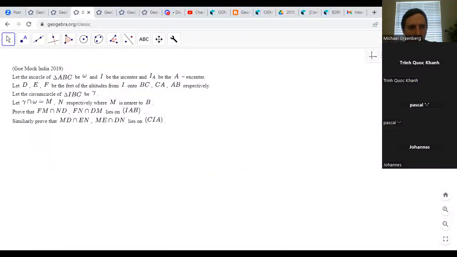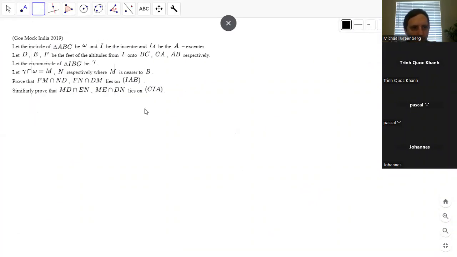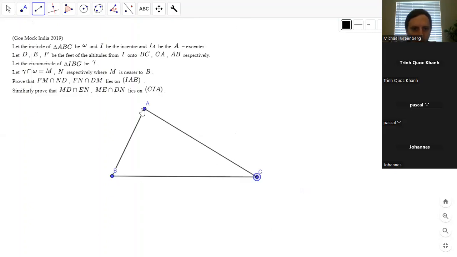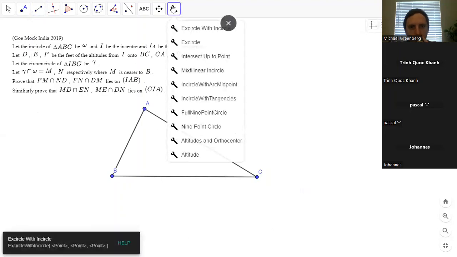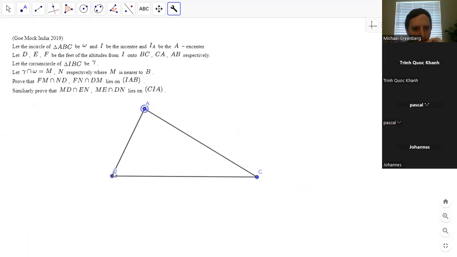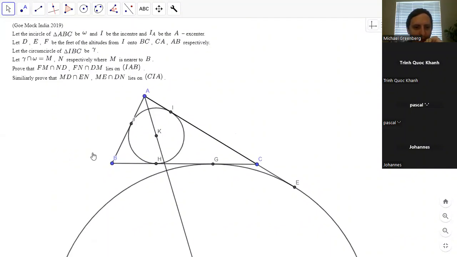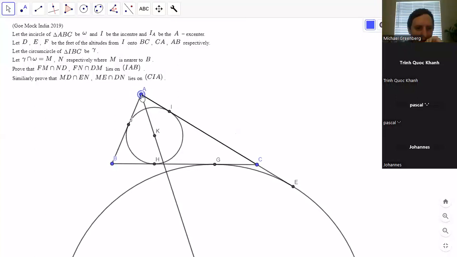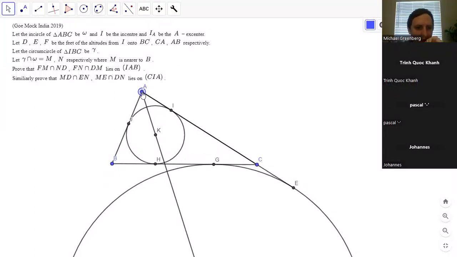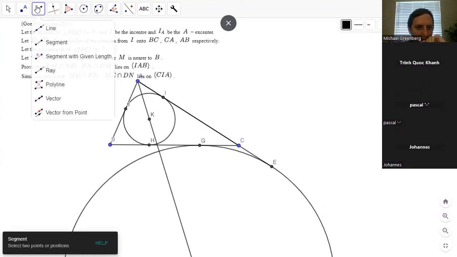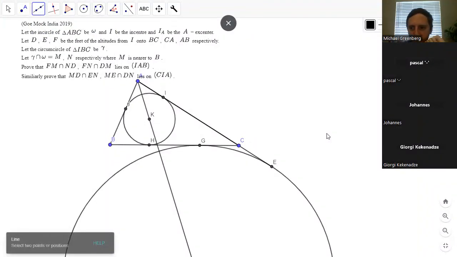Let's see this one. This one looks kind of interesting. So we have a triangle ABC, and we draw the incircle, the incenter and the excenter. So let me see if I have a tool for this. Okay. Let's see how this comes out. Sometimes when you have points of tangency, I should have drawn it a different way so that the point always shows up. But let's see who's on.